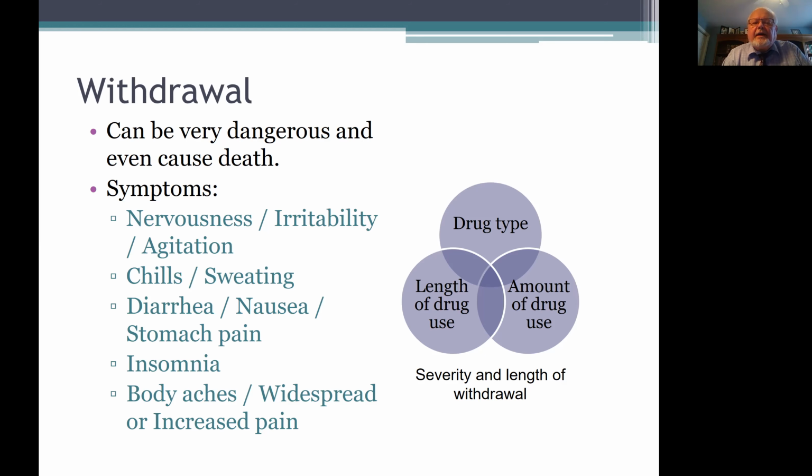Symptoms of withdrawal are nervousness, irritability, agitation, chills and sweating, diarrhea, nausea, stomach pain, insomnia, and body aches. The severity and length of withdrawal is influenced by the drug type, the length of drug use, and the amount of drug use.